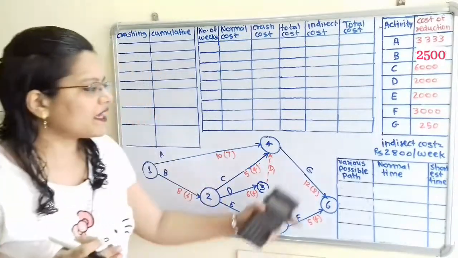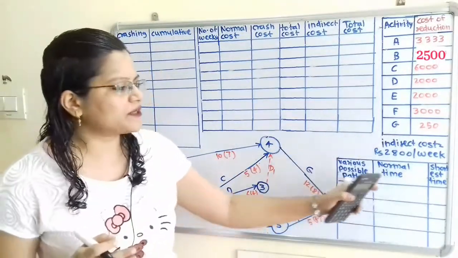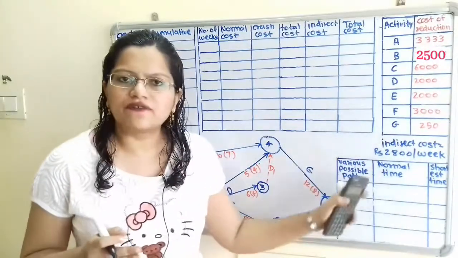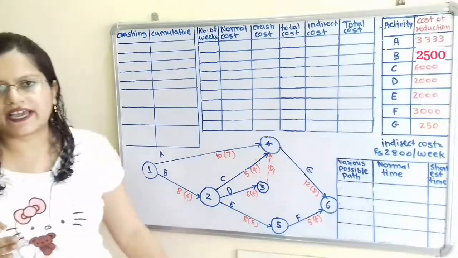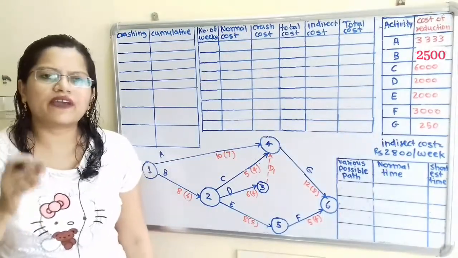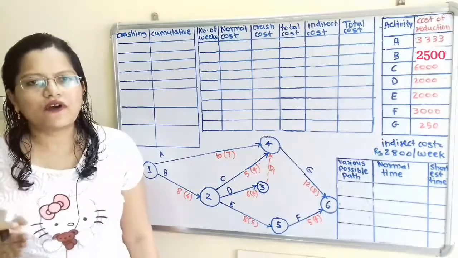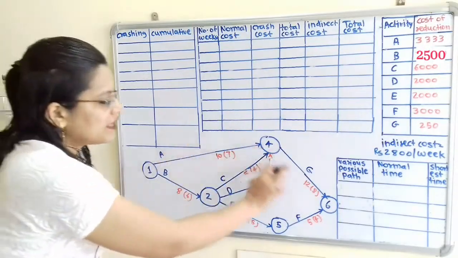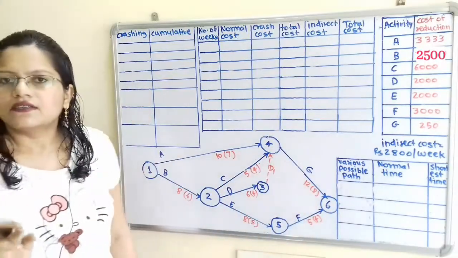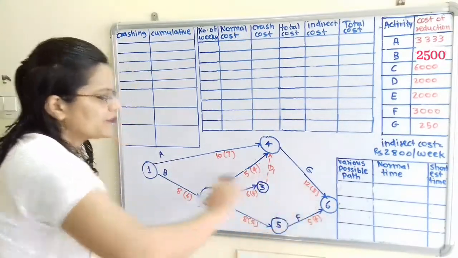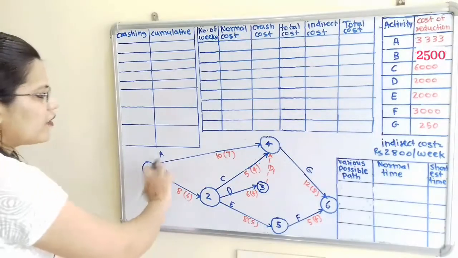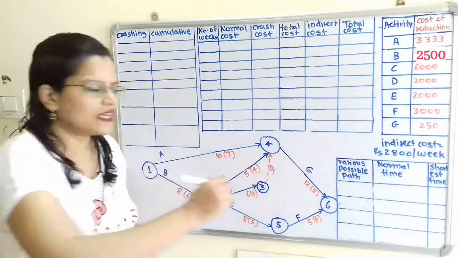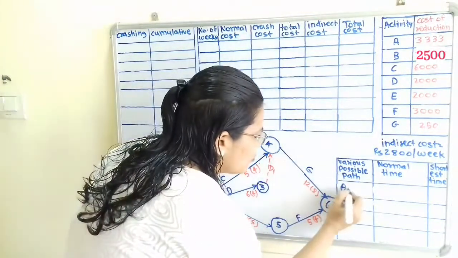Now we will prepare here the first table: various possible paths, normal time and shortest time. So we will fill up this first table with the help of the diagram. So how to find out the various possible paths? For that, the path should start from node 1 and end at node 6, that is the end node. So the first path, if we observe, 1, 4, 6, that is activity A and G are involved. So I will write here A, G.